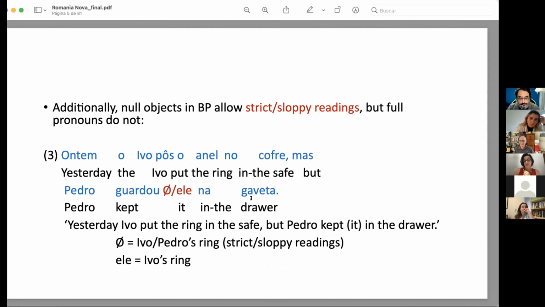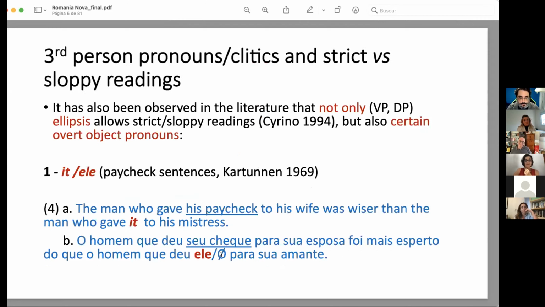allow strict and sloppy readings, but full pronouns do not in Brazilian Portuguese. So when you say ontem o Ivo pôs o anel no cofre, mas Pedro guardou, if you have a null object, then it could be either Ivo's or Pedro's ring. But if you have ele, it can only be Ivo's ring. So we just have the strict reading.